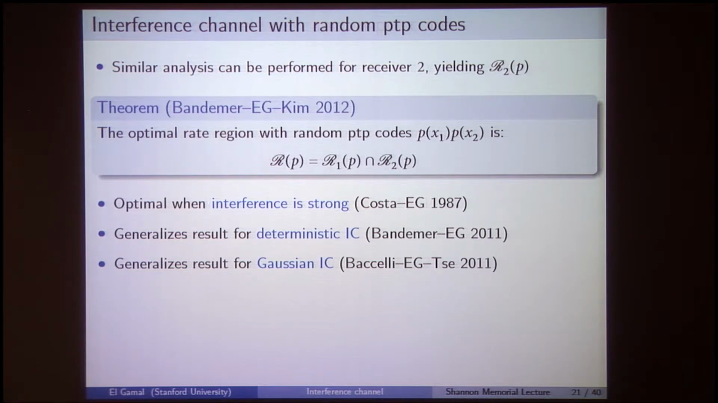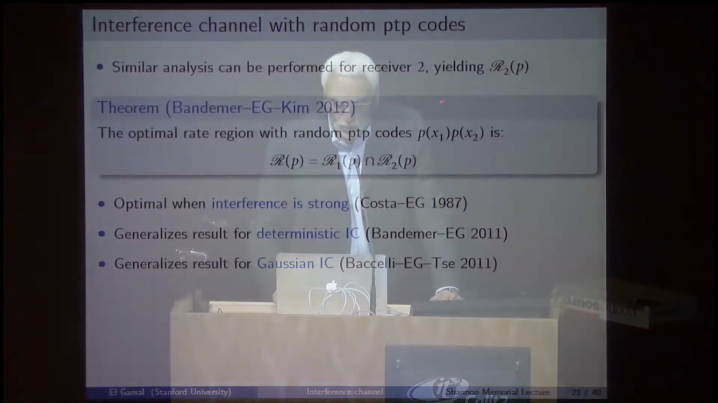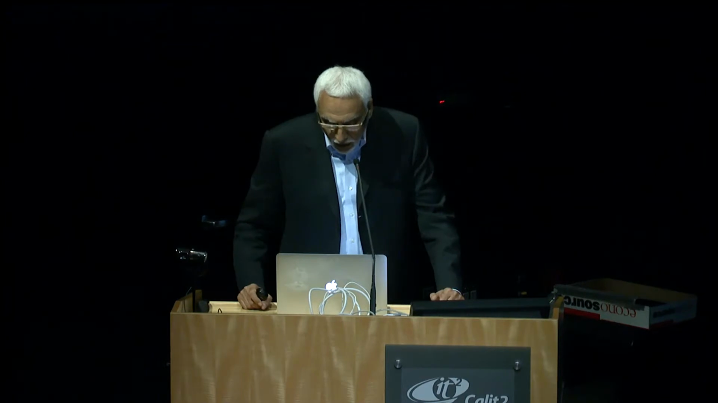It's optimum when the interference is strong. It generalizes the result for the deterministic interference channel by Bandemer and I in 2011. And it also generalizes the result for the Gaussian interference channel by Bresler, Tse, and myself. So it's an interesting result. Can we do still better using point-to-point codes on the interference channel? And the answer is yes. But we have to add one more trick.